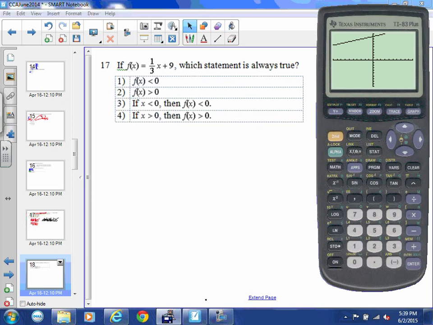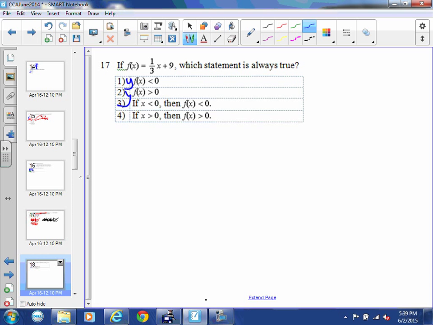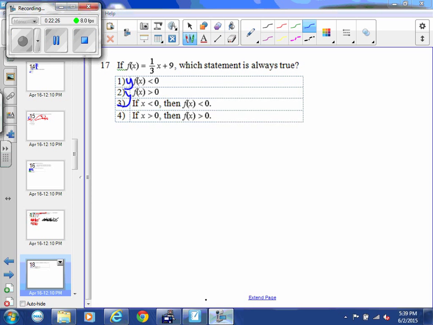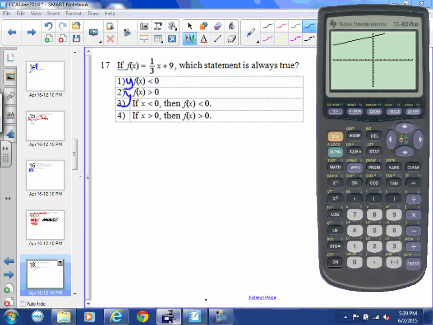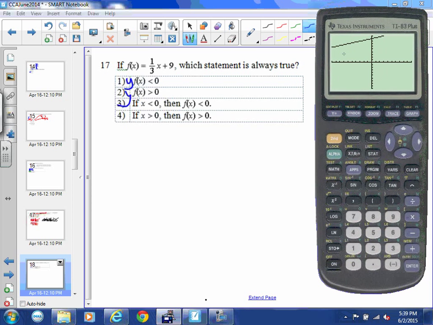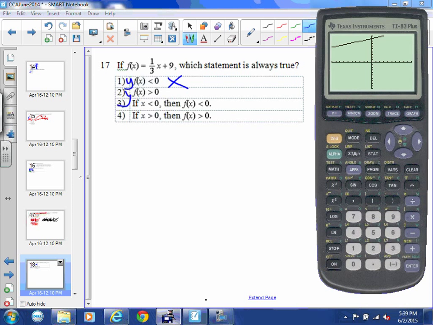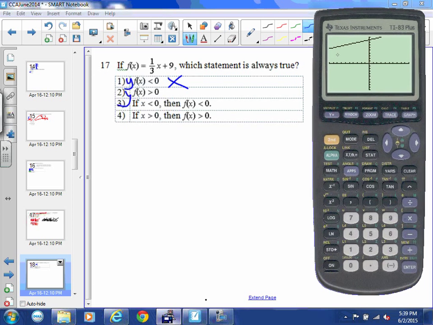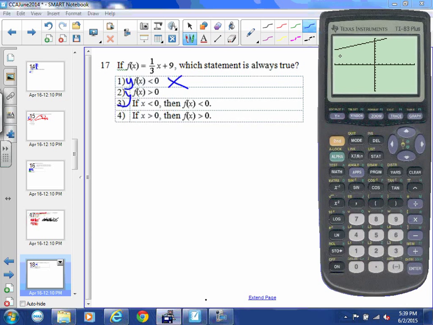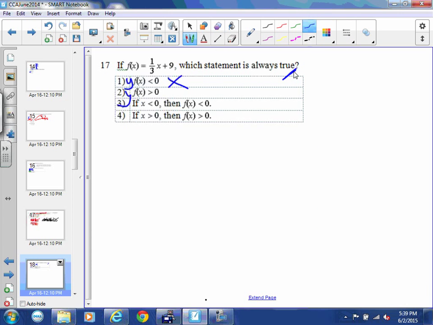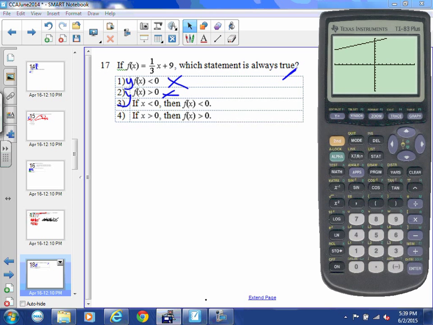Is f of x less than 0? Remember, f of x is the same thing as y. Is y always less than 0? No. In fact, here, the whole thing is above 0. So that's not always true. Is it always greater than 0? Well, here it is, but I can tell on the left here that it's going to keep on going, and it's going to hit it somewhere over there. So that's not true. Again, even though I can't see it, I see that it's going to eventually hit over there.